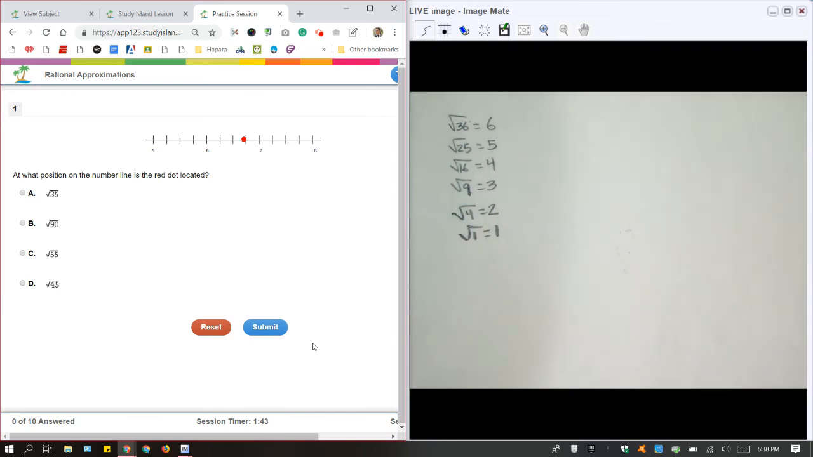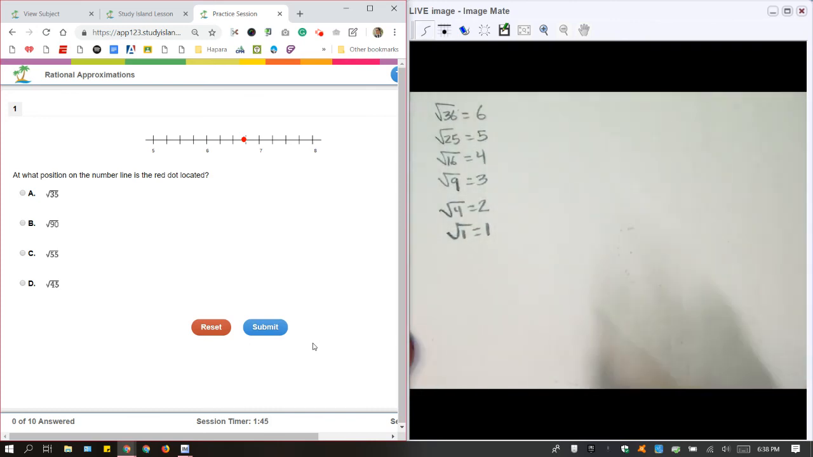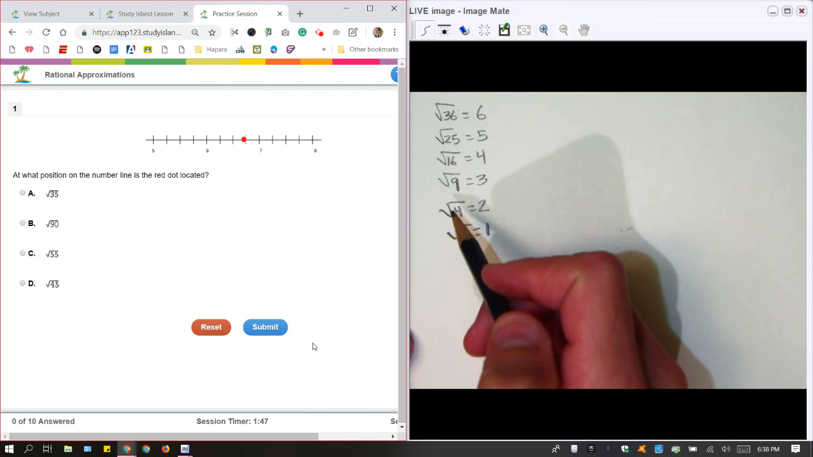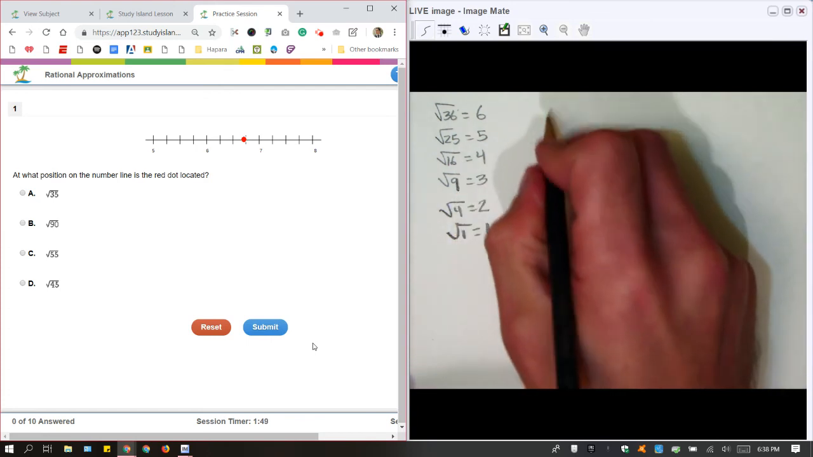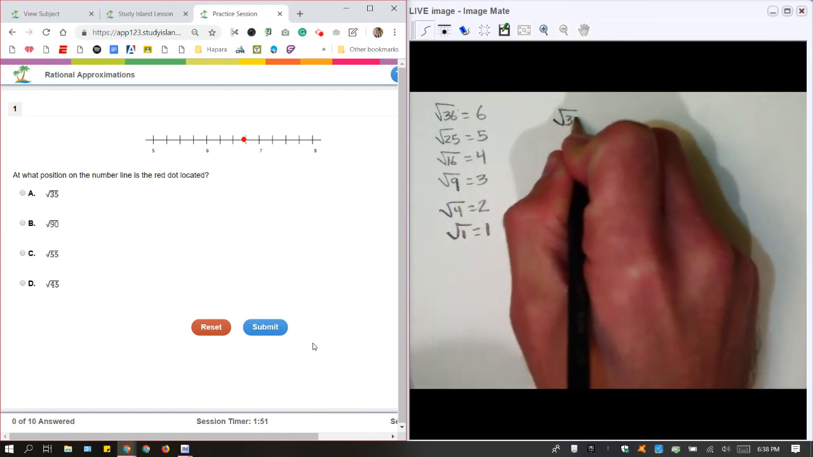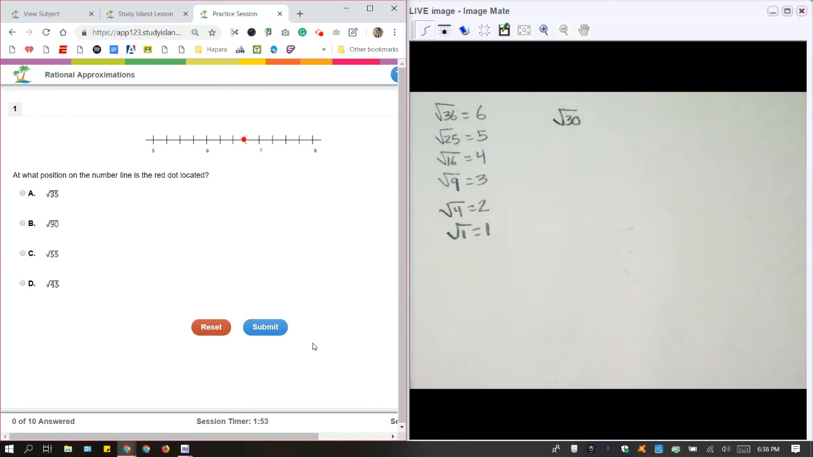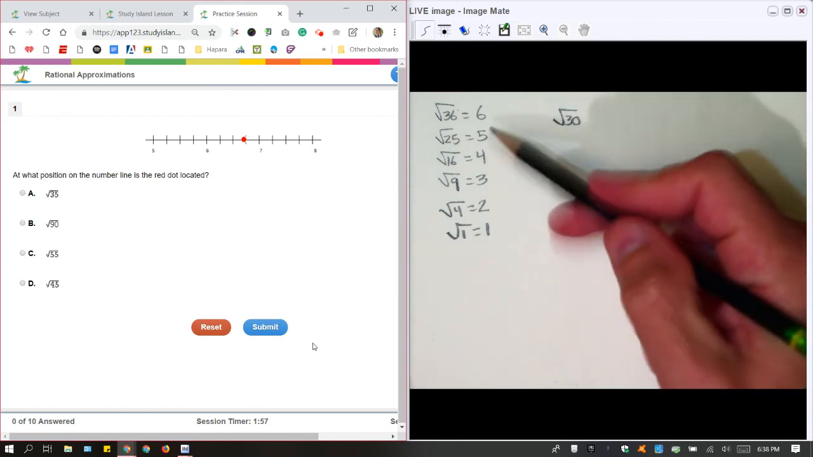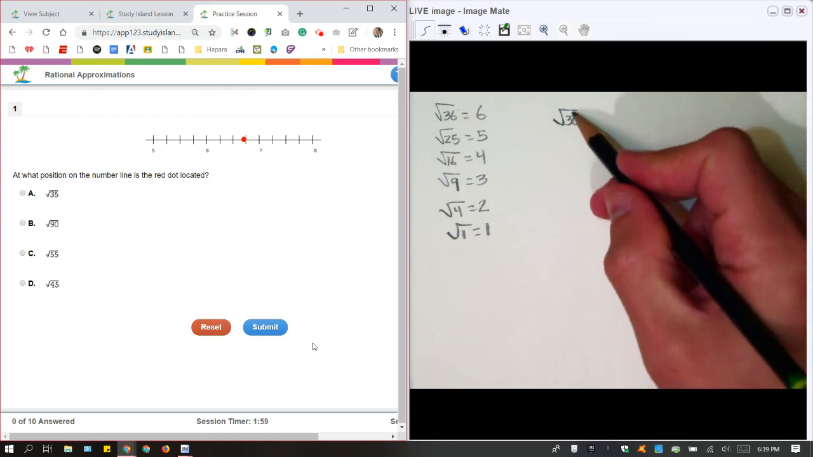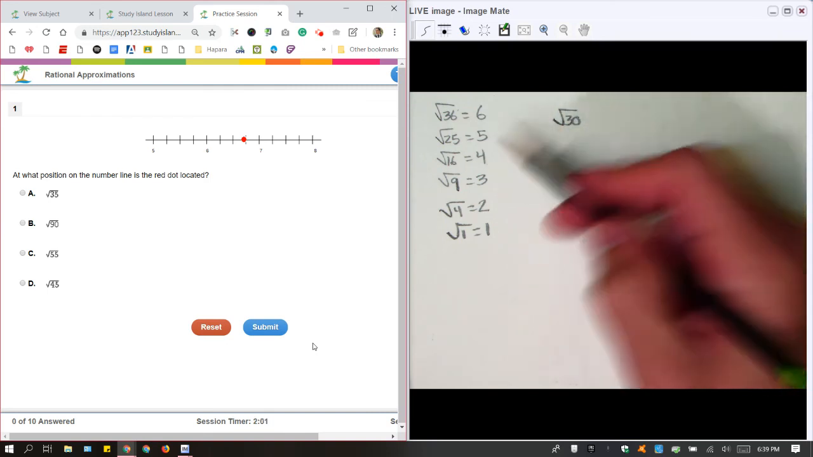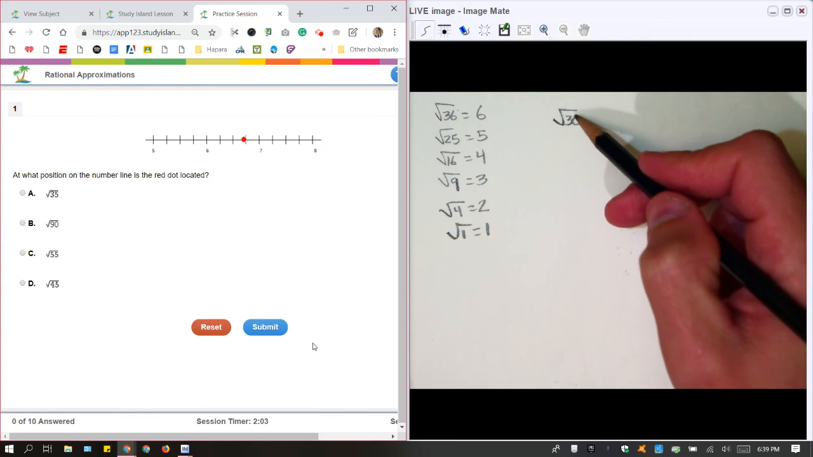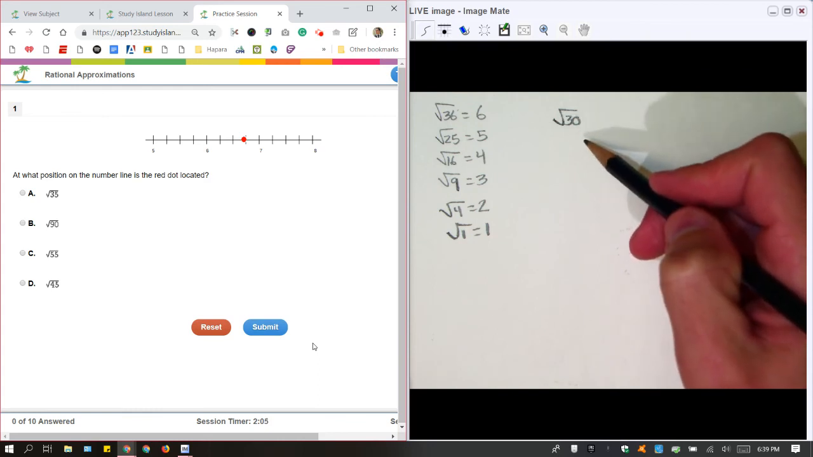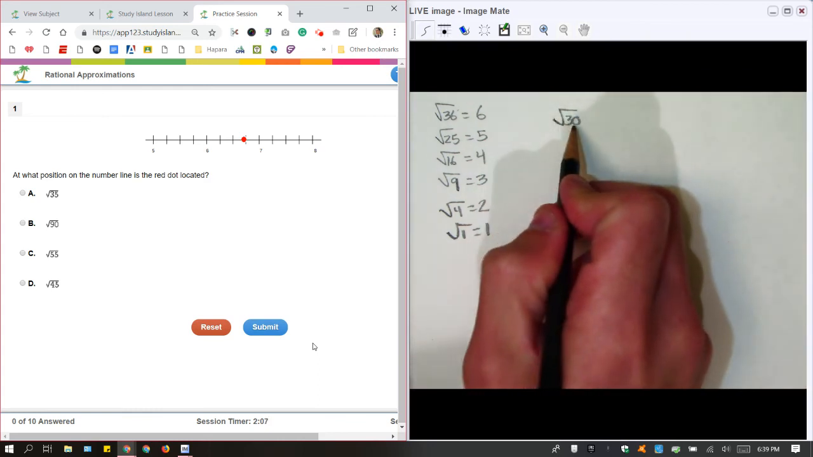Well, what happens if I ask for the square root of a number that isn't a perfect square? For example, what if I said, what's the square root of 30? No nice round number times itself equals 30. No whole number times itself equals 30. But what do I notice about the square root of 30?